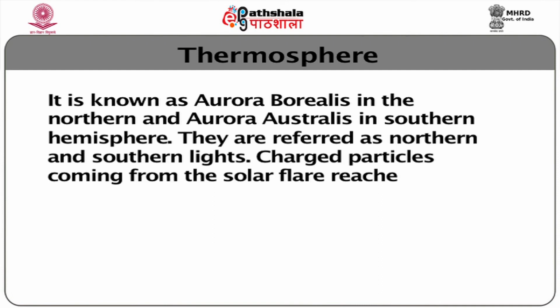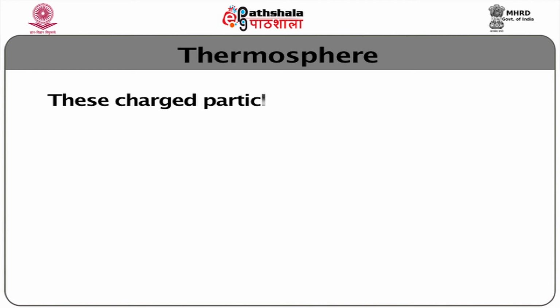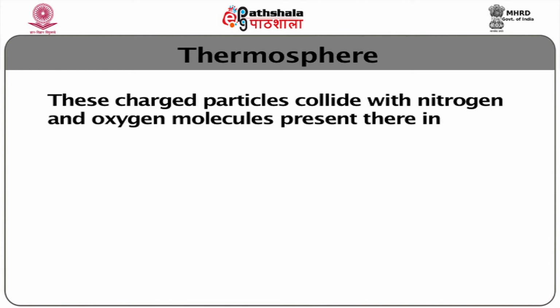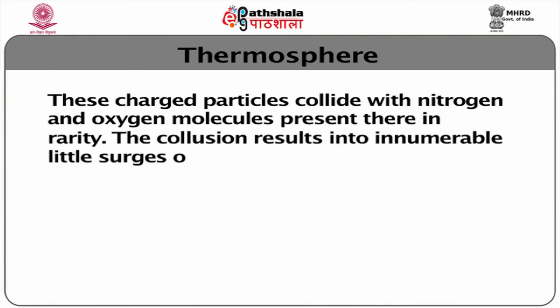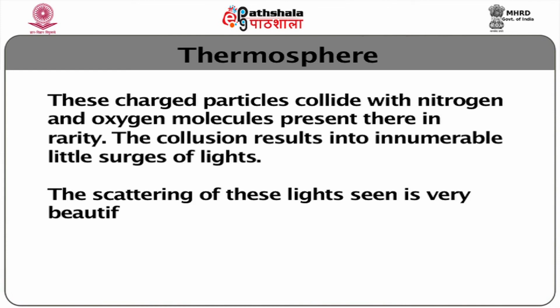Charged particles coming from the solar flare reach the Earth's upper atmosphere. These charged particles collide with nitrogen and oxygen molecules present there in rarity. The collision results in innumerable little surges of light. The scattering of these lights seen is very beautiful and magnificent.